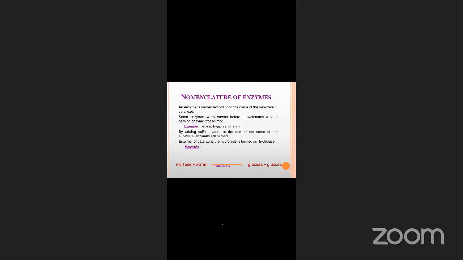So the suffix "ase" is given at the end of the name of the enzyme. Like if they are involved in the hydrolysis process, then it is called hydrolase. These are the examples. Here are some other examples. Lactase is an enzyme which acts on lactose to give glucose and galactose. Maltase acts on maltose to form two molecules of glucose. Cellulase acts on cellulose to form two molecules of glucose.